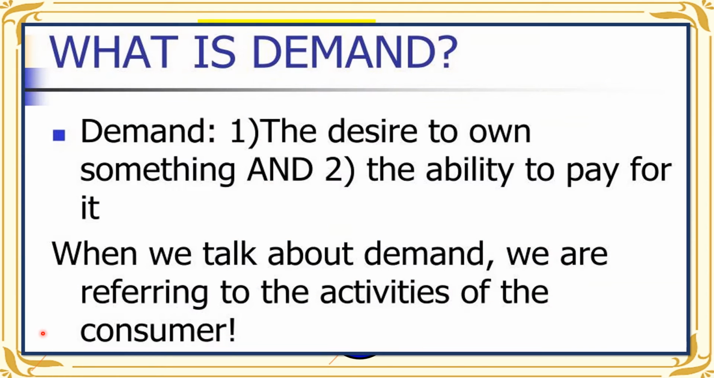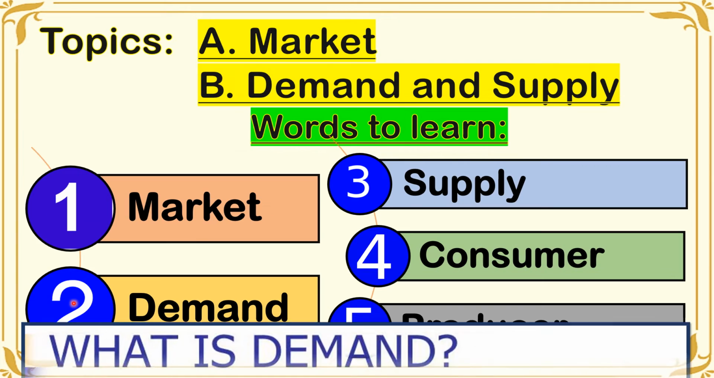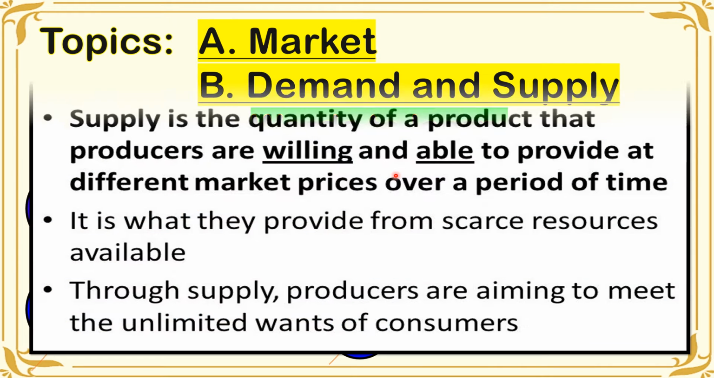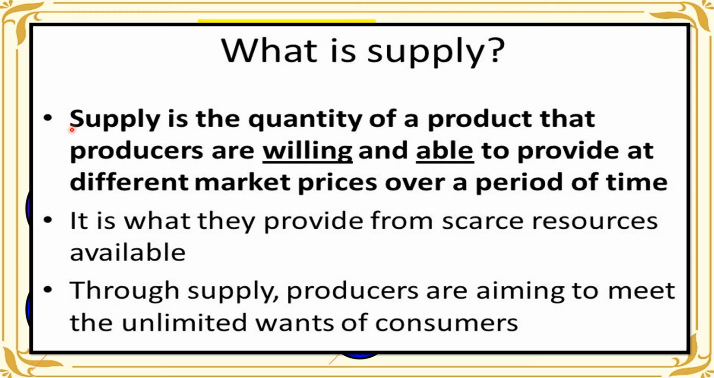The second word is demand. Demand means the desire to own something and the ability to pay for it. When we talk about demand, we are referring to the activities of the consumer. The third word is supply. Supply means the quantity of a product that producers are willing and able to provide at different market prices over a period of time. It is what they provide from scarce resources available. Through supply, producers are aiming to meet the unlimited wants of consumers.